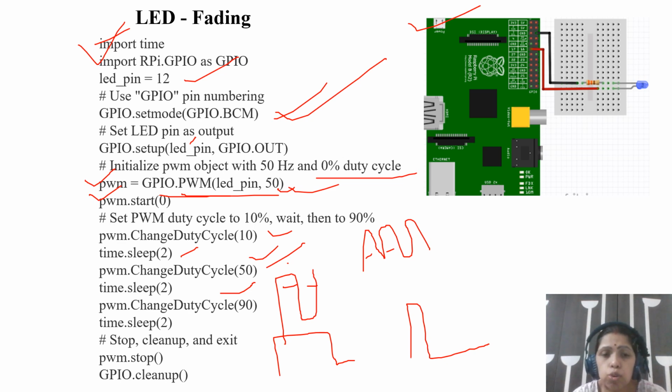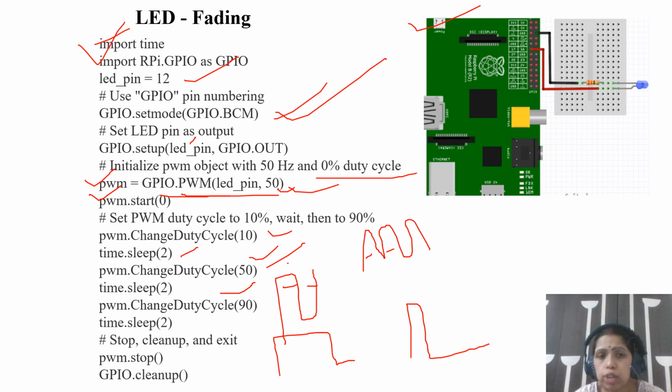Then you have to stop. Whatever PWM configuration is activated will be deactivated if you write PWM.stop. Then you have to clean up everything, because pin number 12 is configured in PWM mode. If you want to use this pin number for another purpose or another application, you have to clean up everything: GPIO.cleanup. Okay, I think it is clear.